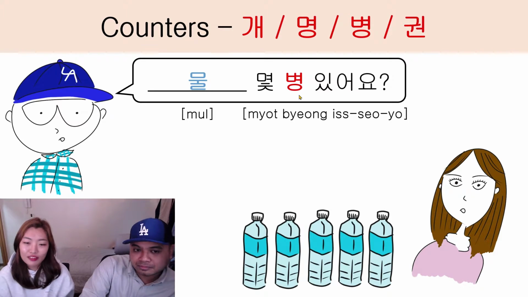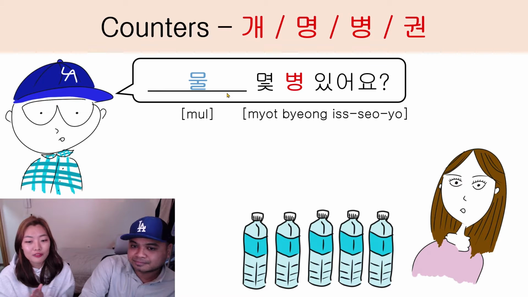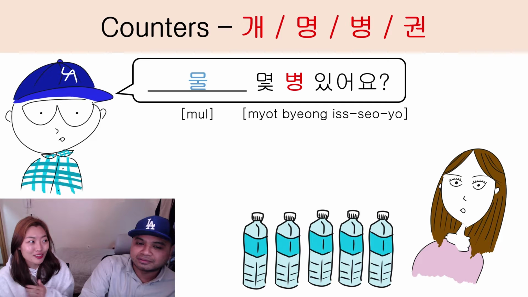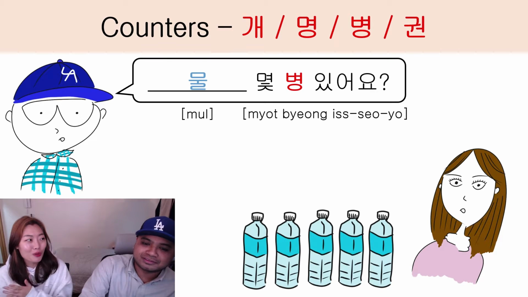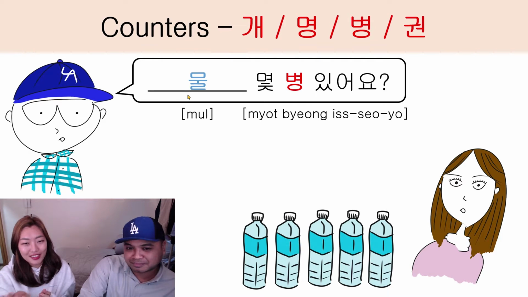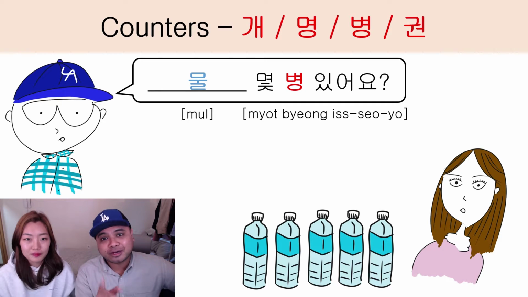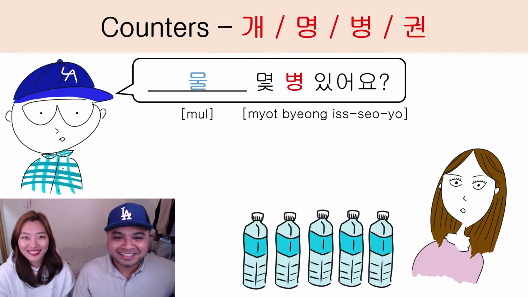I think this is more natural. 물병 몇 병 있어요? It means just water bottle, so it doesn't matter if it's empty or it has water in it. They just wanna know how many bottles you have. But if you wanna know how many water they have, then I think this is more natural. So, lesson learned. Don't ask for water bottles, just ask for water, okay?